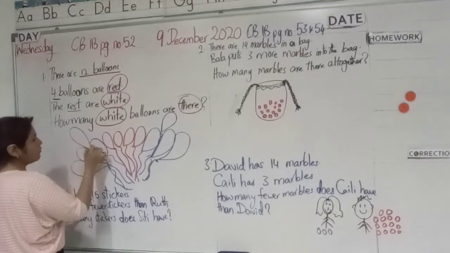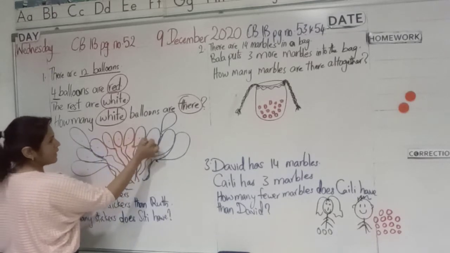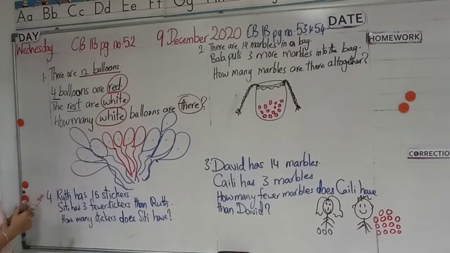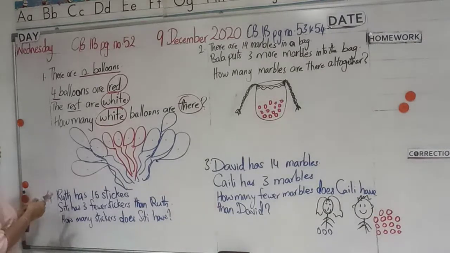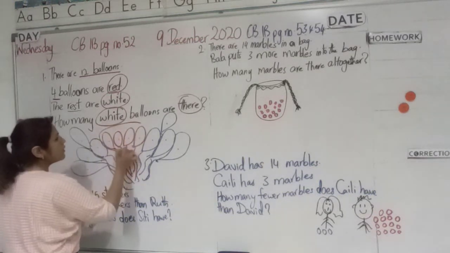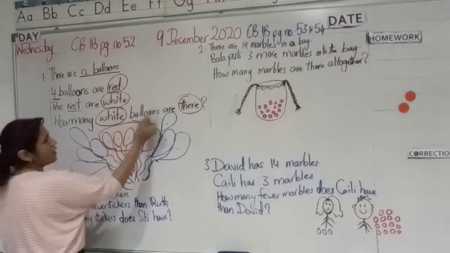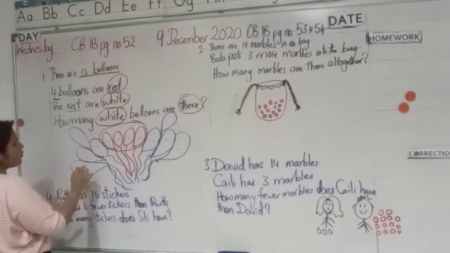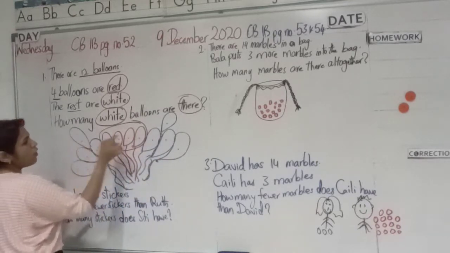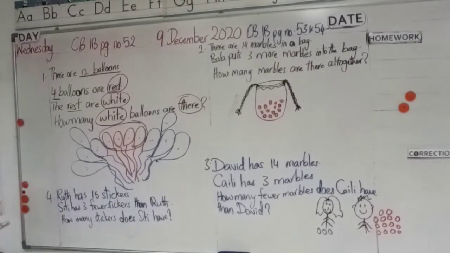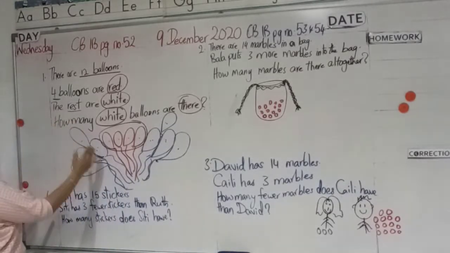1, 2, 3, 4, 5, 6, 7, 8, 9, 10, 11, 12. Yes, there are 12 balloons, out of which 4 are red balloons. You can see this. And the rest are white balloons. So rest are 1, 2, 3, 4, 5, 6, 7, 8. So there are 8 white balloons. This is with the help of the picture.